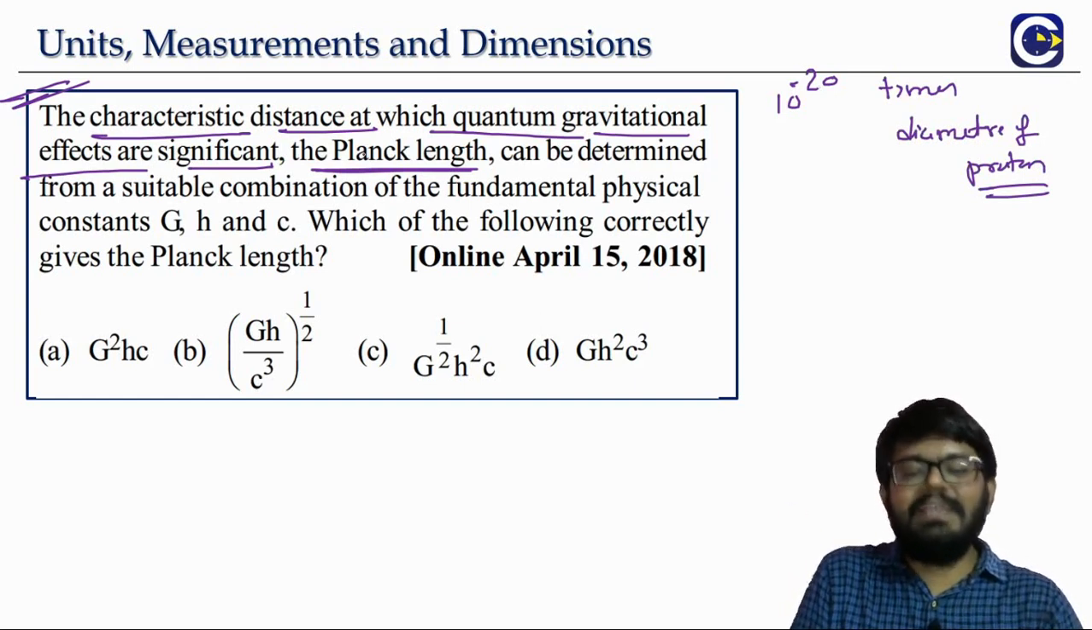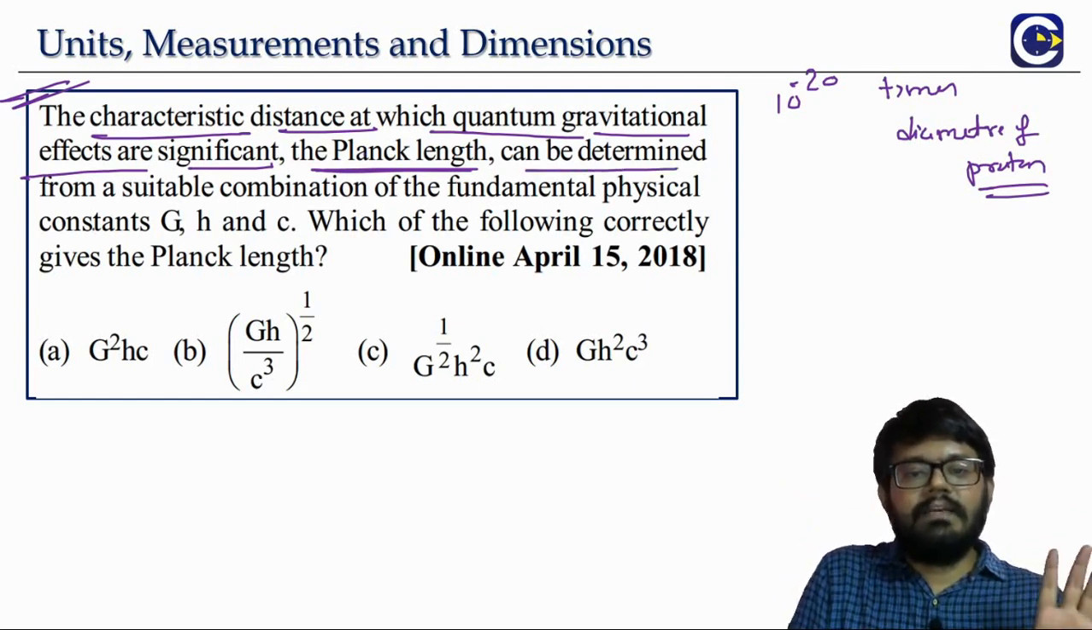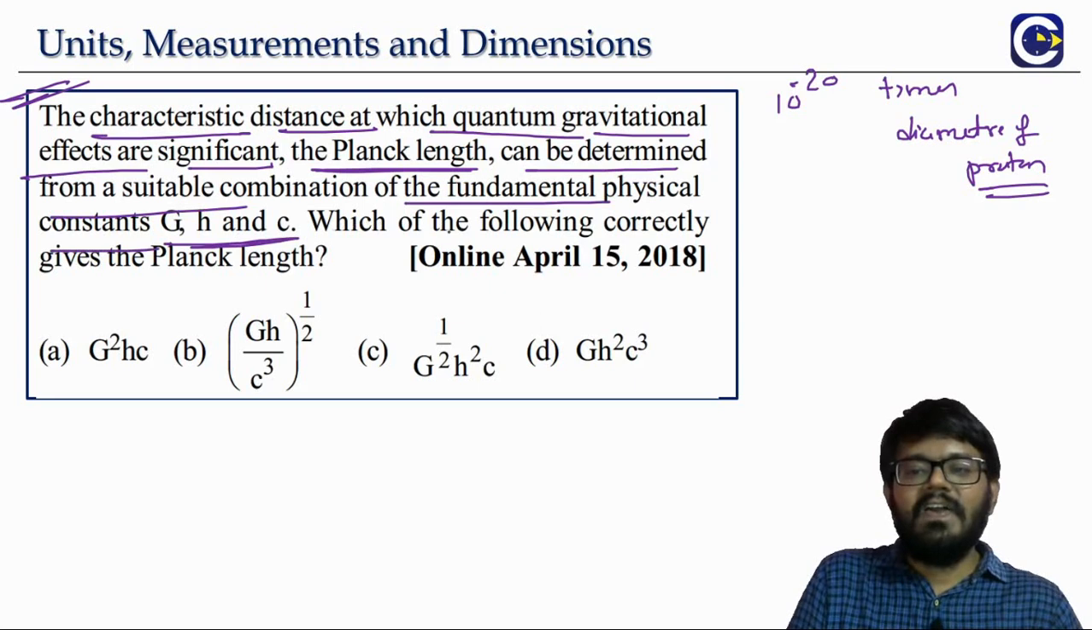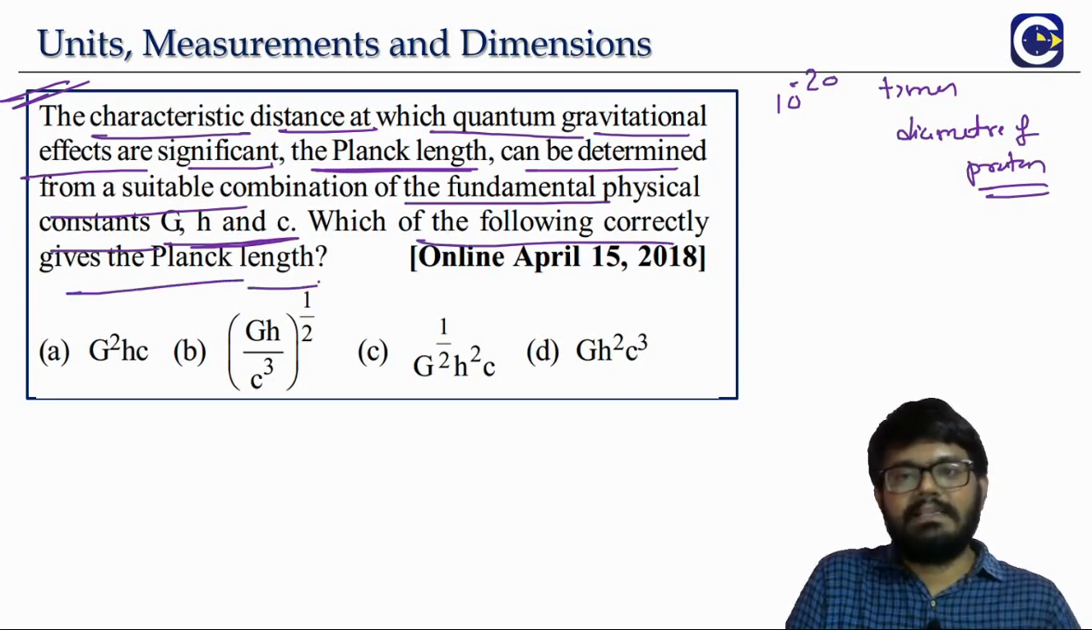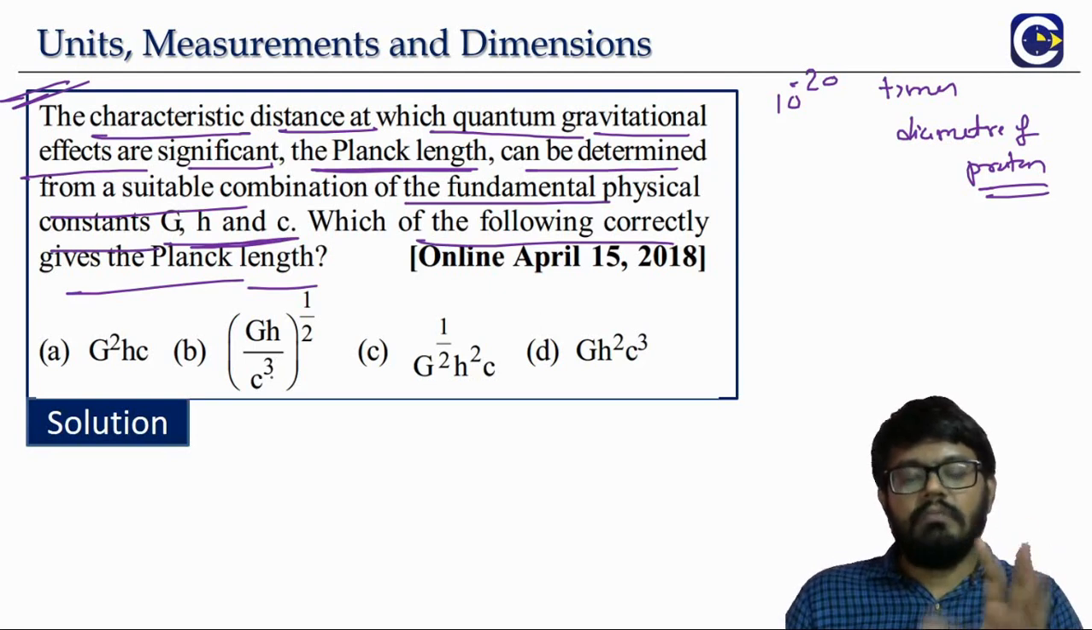So there is some distance called Planck's length. This can be determined from a suitable combination of the fundamental constants. What are those? The usual suspects: capital G, H and C. Which of the following correctly gives the Planck's length? It means we have to just look at which of the combinations will give us the dimensions of length.